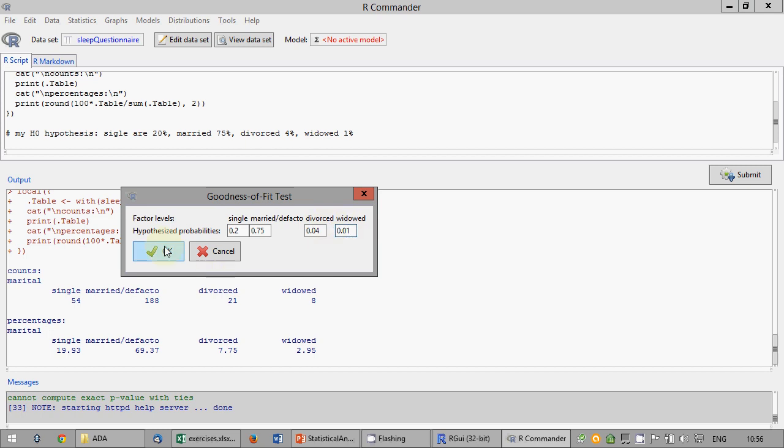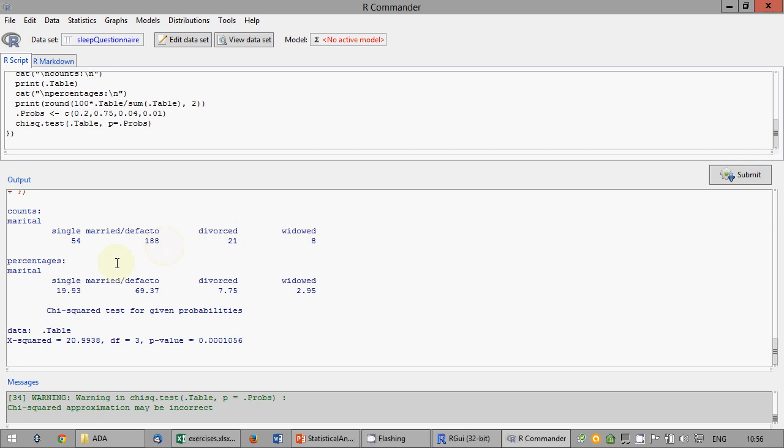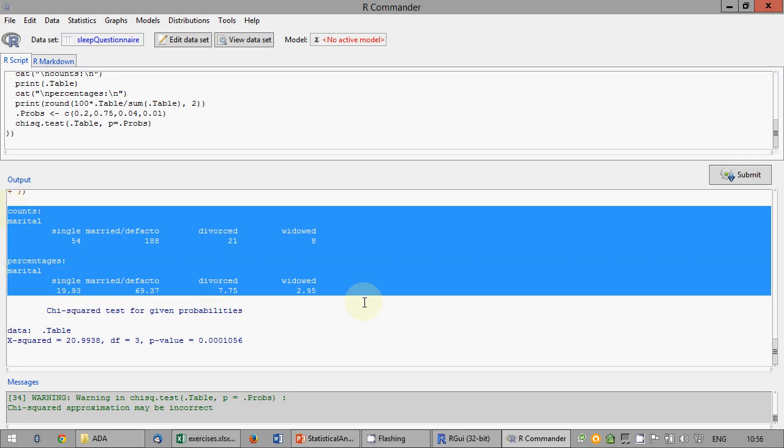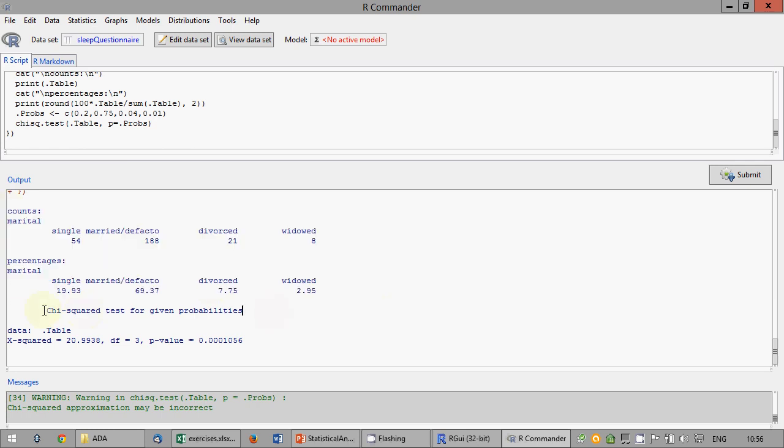Okay, press OK. Let's see. First of all, it repeats the same thing that we have already seen. Then it makes the chi-square test. Well, the numerical value of the test is not important for you. It's just a complex calculation. But the important thing is the p-value. Look, p-value very small, well below 5%. It means that we reject. It means, therefore, I can write here the conclusion.